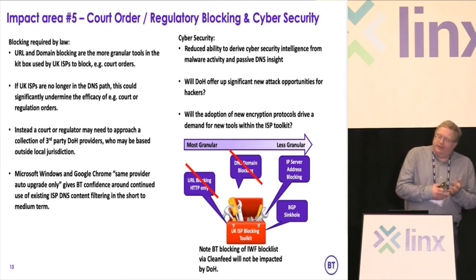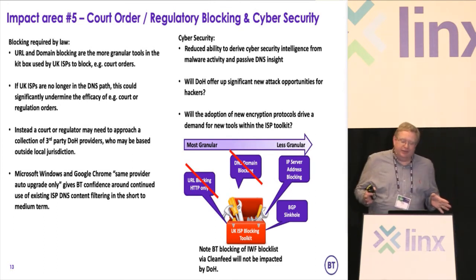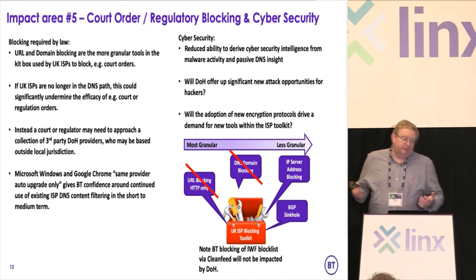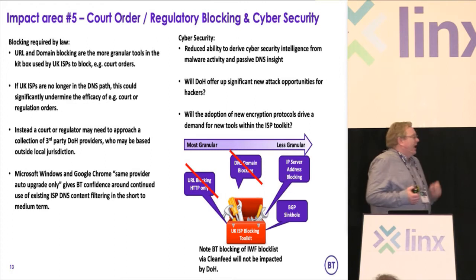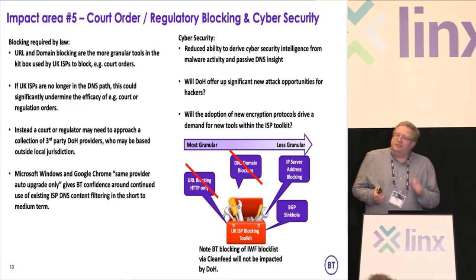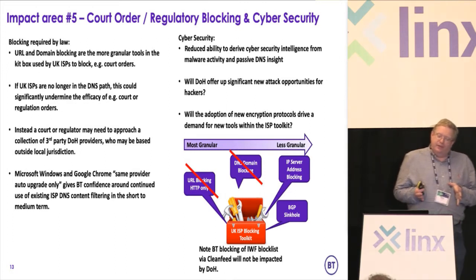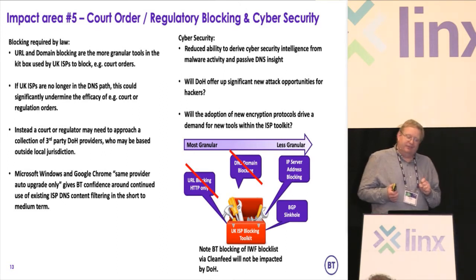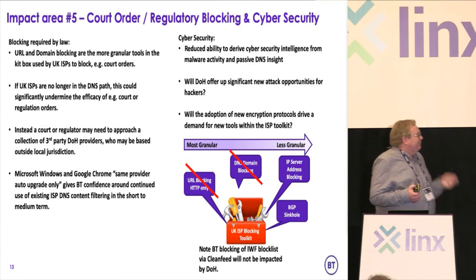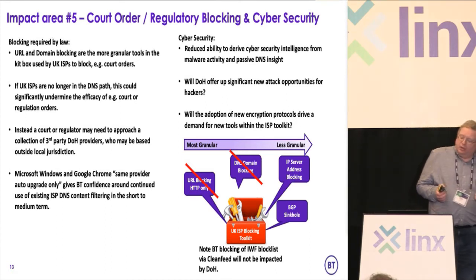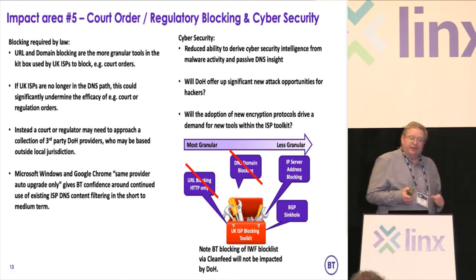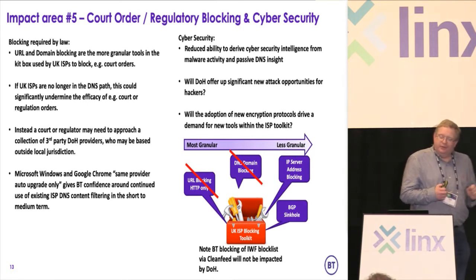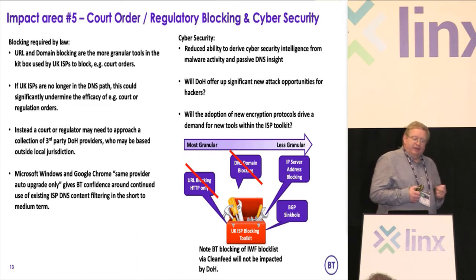URL and domain blocking are the most granular tools in the ISP toolkit for blocking, for example, for court orders. However, if the UK ISPs are no longer in the DNS path, this could significantly impact the effectiveness of these capabilities. And does it raise the question of whether a court or regulator will instead need to approach a collection of third-party DoE providers who may be based outside local jurisdiction?